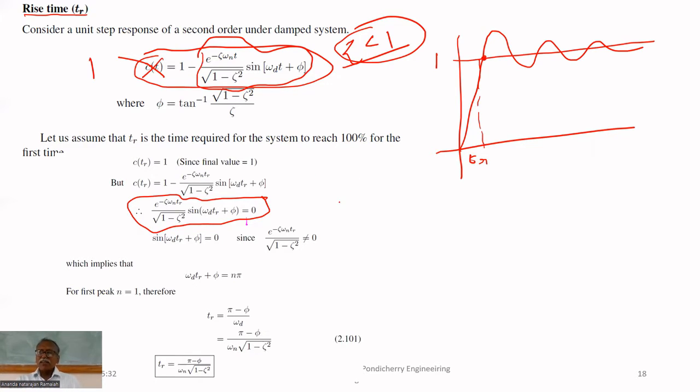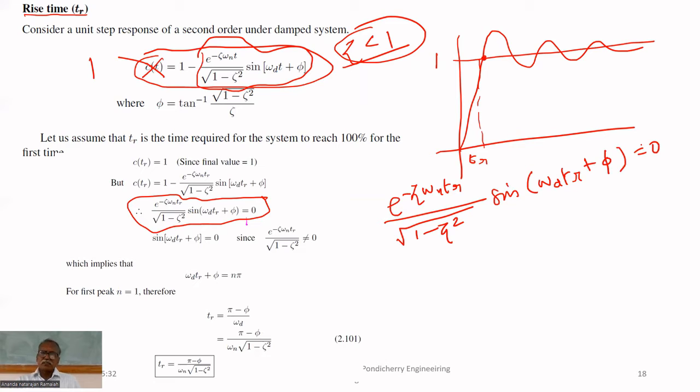But at what time did we enter this value? At t equal to TR. That's why wherever you find t, it becomes TR. E power minus zeta omega n TR upon square root of 1 minus zeta square, sine of omega d TR plus phi, equal to 0. That we got.